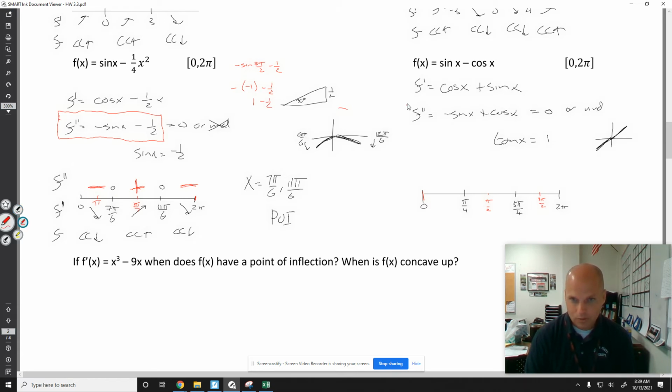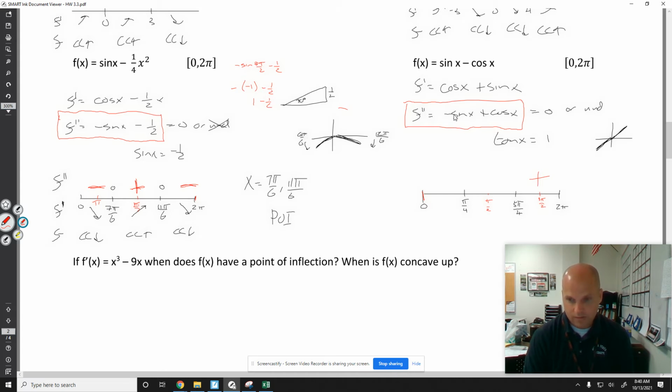Go back to f double prime. Let's plug in 3 pi over 2 or 2 pi. It doesn't matter. Sine of 3 pi over 2 is negative 1. Again, I'm taking the opposite of negative 1. That's positive 1. Cosine of 3 pi over 2 is 0. So that's a positive. Let's check if I did 2 pi. Sine of 2 pi is 0. Cosine of 2 pi is positive 1. So that's also positive. So that checks out.